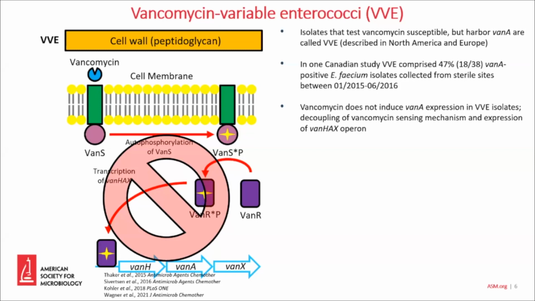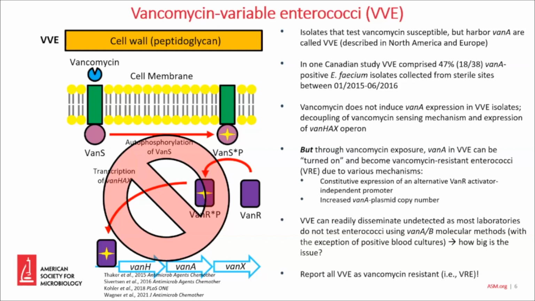In these vancomycin-variable enterococci isolates, vancomycin does not induce vanA expression. And that's because there's been this decoupling of vancomycin sensing mechanism to the expression of the vanHAX operon. But interestingly, and rather concerningly, through vancomycin exposure, vanA in these vancomycin-variable enterococci can be turned on and become vancomycin-resistant enterococci. And there are various mechanisms that lead to this.